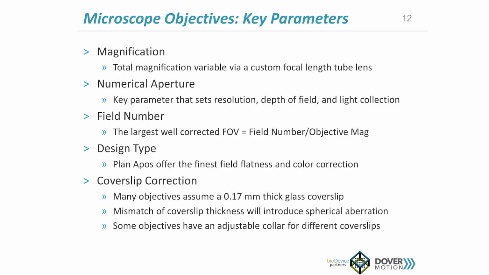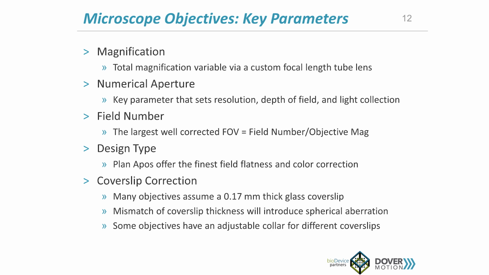One of the most important and most expensive components of a microscopy system is the microscope objective. The key parameters of a microscope objective are the magnification, which is the number written on the side of the objective. However, what might not be known is that you can adjust that magnification through the use of a tube lens of a different focal length. A second key parameter is the numerical aperture, which we'll cover in more detail momentarily. The third is the field number. This is what defines how large of an area or field of view that the objective is capable of.